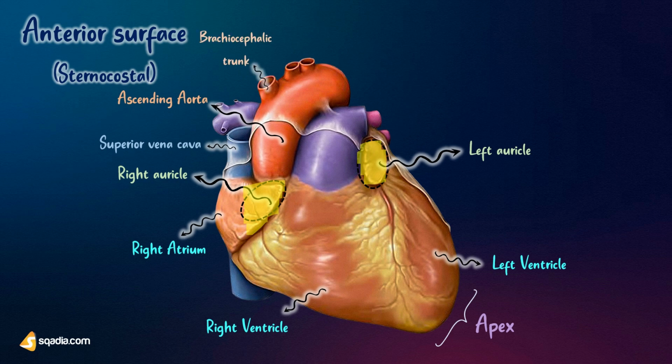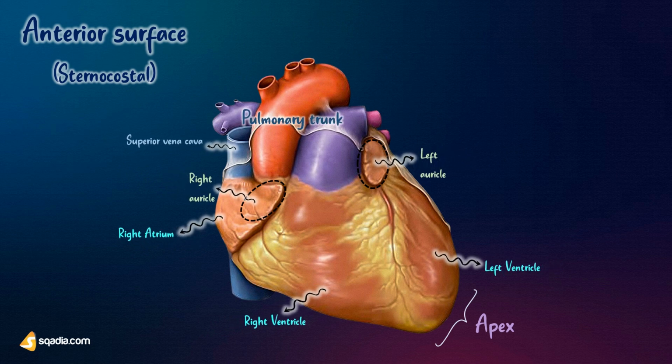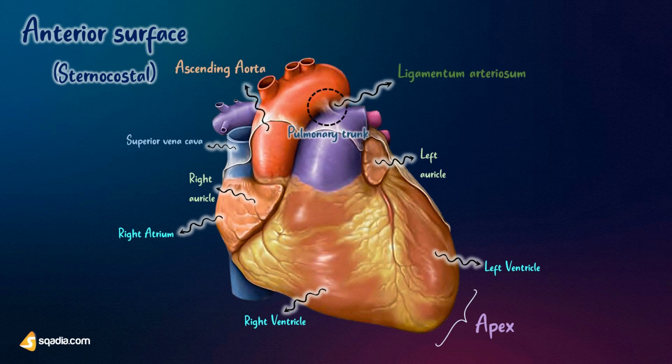On the right is the brachiocephalic trunk. The middle one is the left common carotid artery, and the left one is the left subclavian artery. Another visible structure from the anterior side of the heart is the pulmonary trunk that consists of the left and right pulmonary arteries, which are mainly involved in taking deoxygenated blood toward the lungs. Then there is the ligamentum arteriosum, which is a small ligament that attaches the aorta to the pulmonary artery.